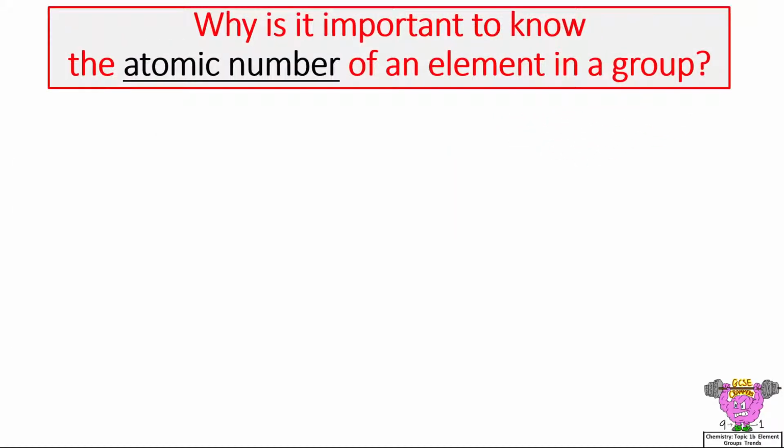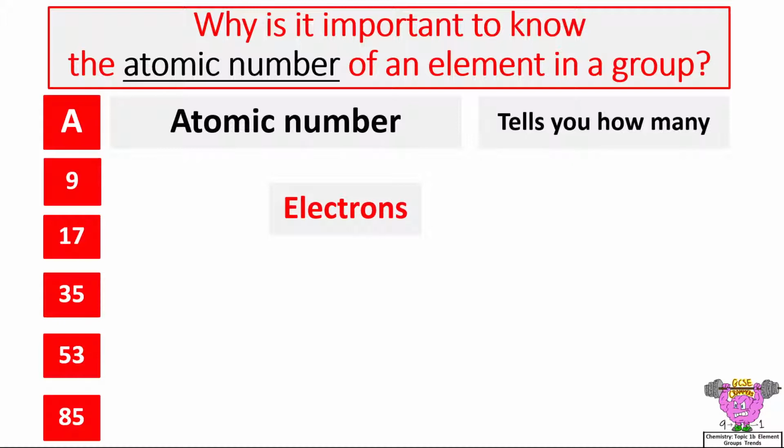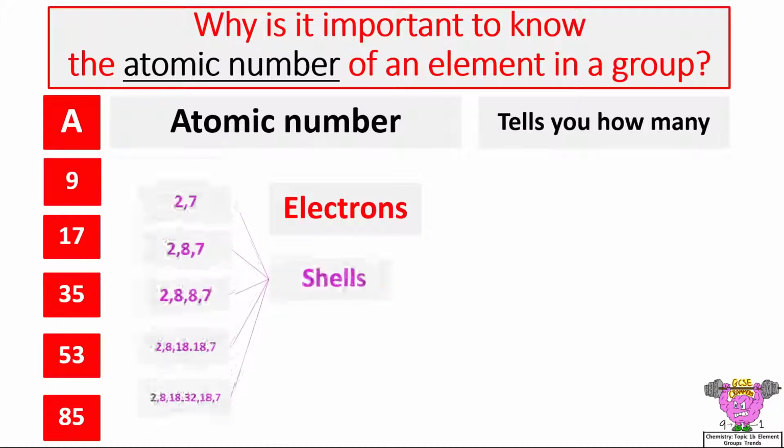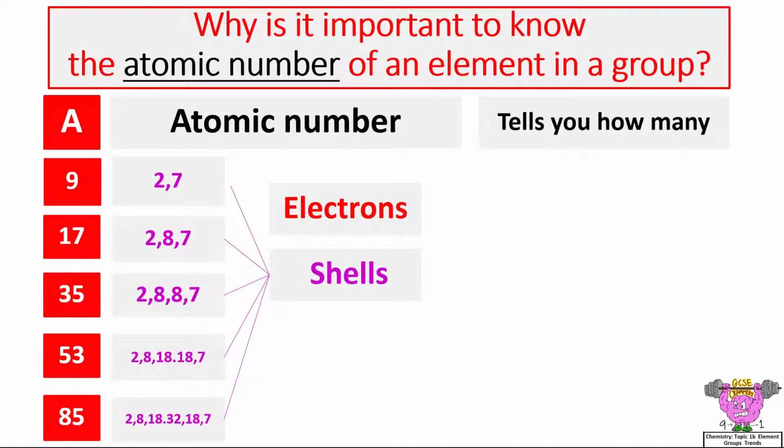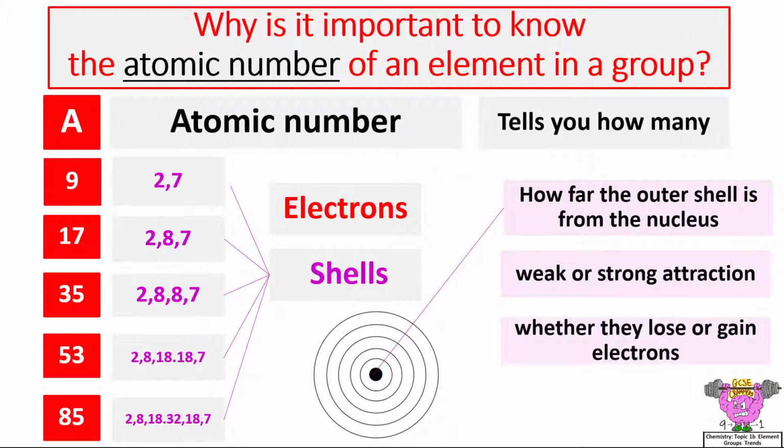Why is it important to know the atomic number of an element in a group? The atomic number tells you how many protons there are in an atom, but it also tells you how many electrons an element has, and from that you can work out how many shells each element has. This will help to explain the reactivity of elements, like knowing how far the outer shells are from the nucleus, resulting in the electrons having a weak or strong attraction to the nucleus, and depending on that attraction, whether they lose or gain electrons.